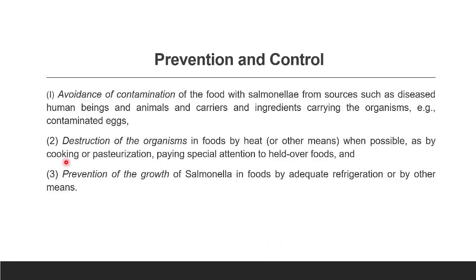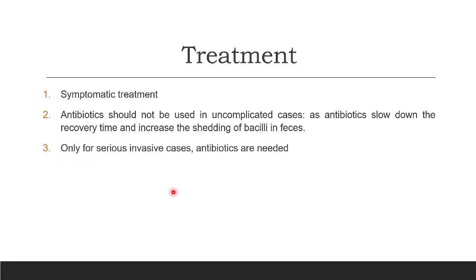Now prevention and control. First is avoidance of contamination. Because it can be caused by contaminated water, this should be avoided. Second is destruction of the organism. If the organism is there in the food, it should be destroyed by heat or any other possible way, like pasteurization or paying special attention to held-over foods. Third is prevention of the growth of salmonella. That can be done by adequate refrigeration and by other means.